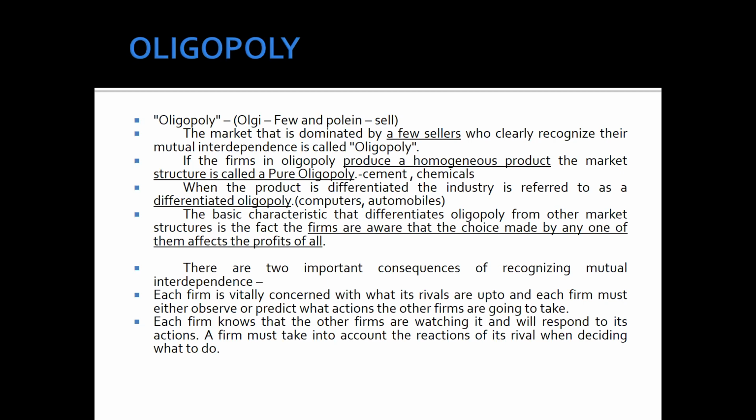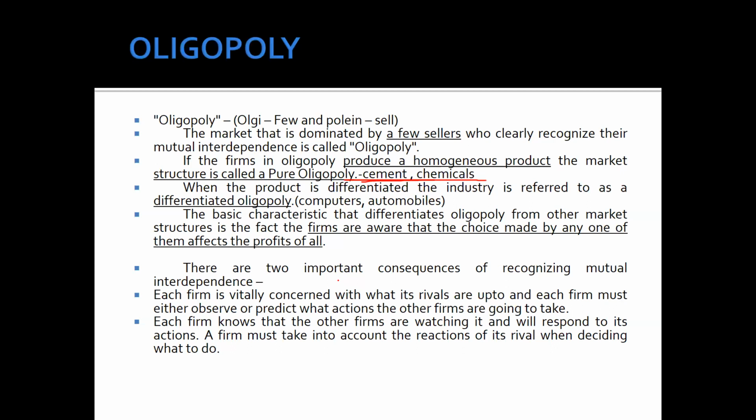If the firms in an oligopoly produce a homogeneous product, the market structure is called a pure oligopoly, like cement, chemicals. If you are purchasing this product from any seller, the product will be homogeneous. So these kinds of markets are pure oligopoly. And we can take one more example of pure oligopoly.